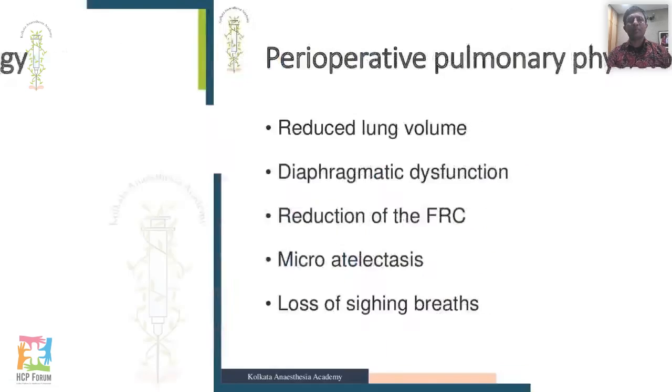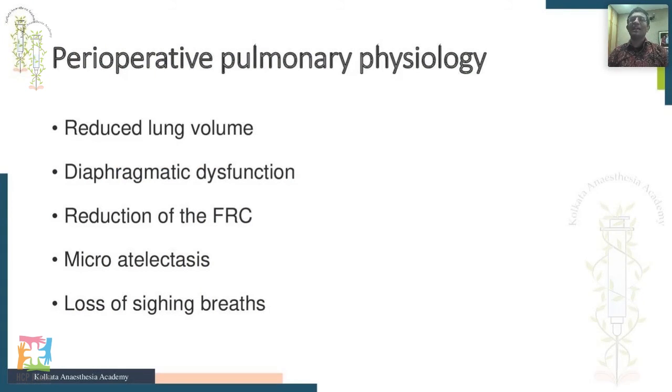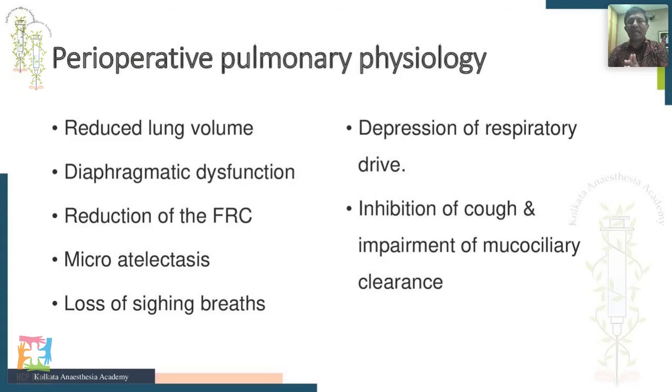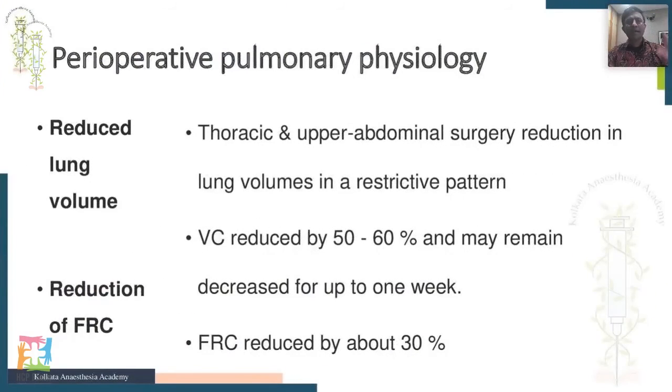So we'll first deal with perioperative pulmonary physiology. If you look at the perioperative pulmonary physiology, the development of postoperative complications is essentially an extension of the derangement of the pulmonary physiology, which is mostly of the restrictive type: reduced lung volumes, diaphragmatic dysfunction, reduction of the FRC, microatelectasis, loss of sighing breaths, depression of the respiratory drive, inhibition of cough, and impairment of mucociliary clearance.